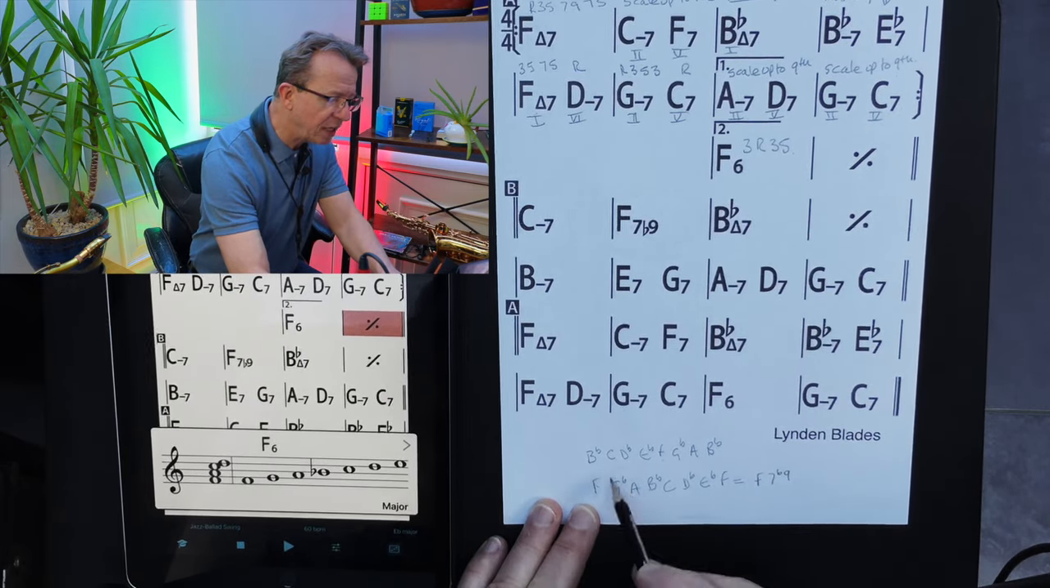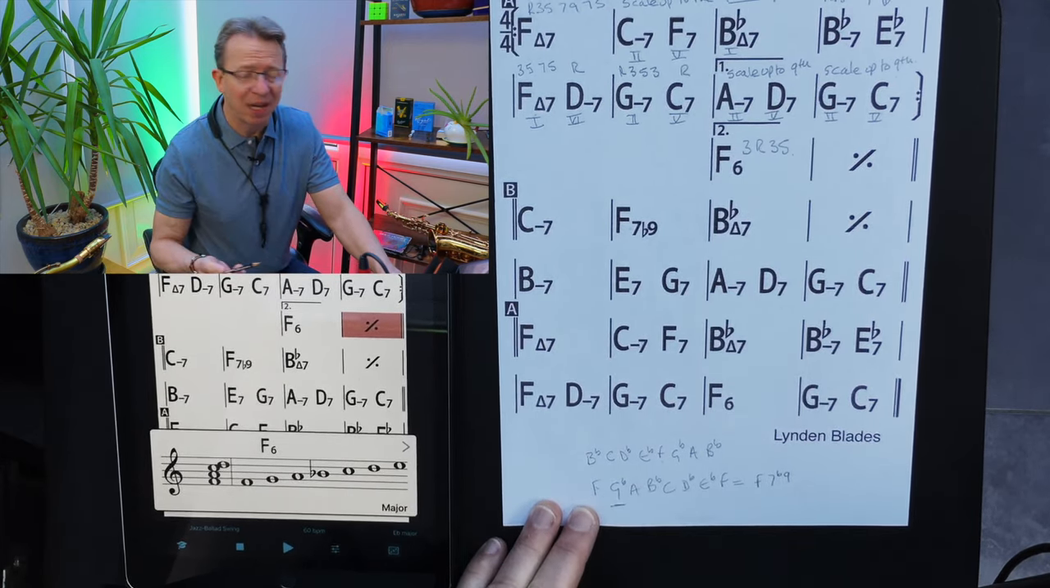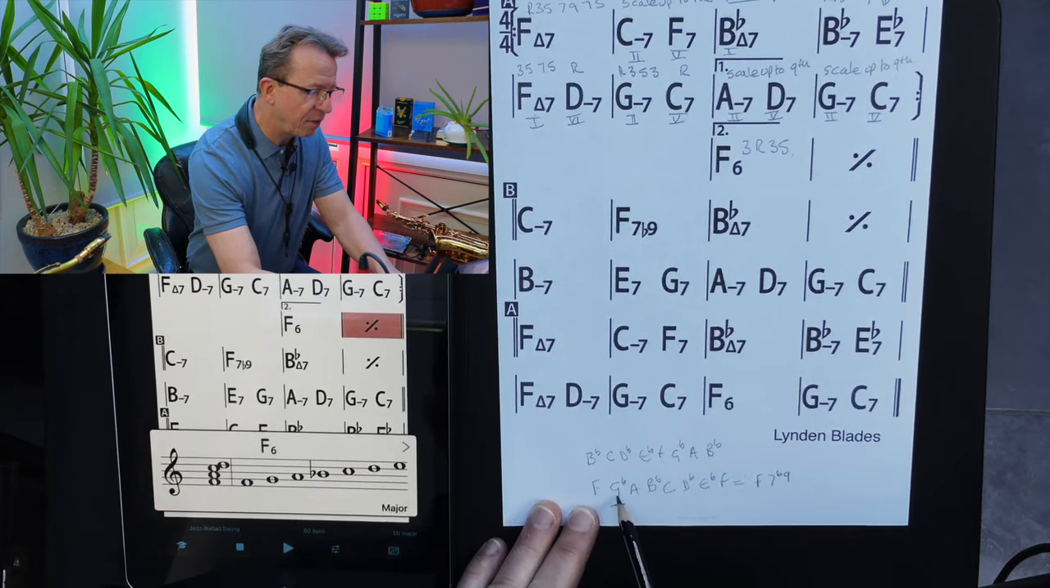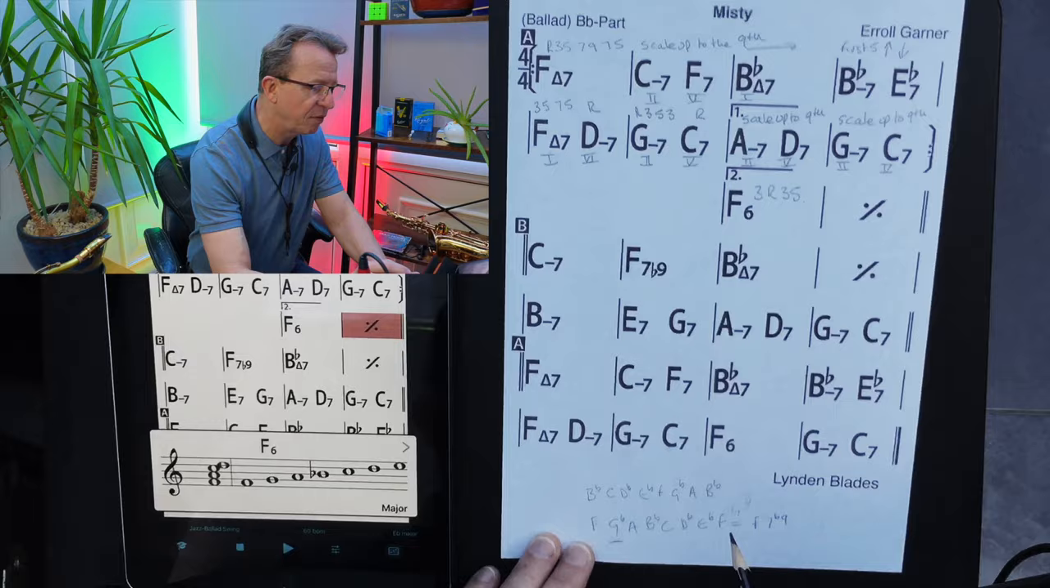And the interesting note about this is this note here, because the second note of the scale is the same as the ninth. In other words, if I extended this scale and put the G flat here, 1, 2, 3, 4, 5, 6, 7, 8, 9. So this is my target note, this G flat here.